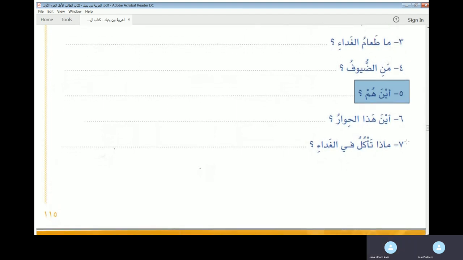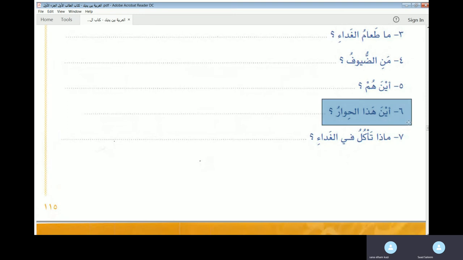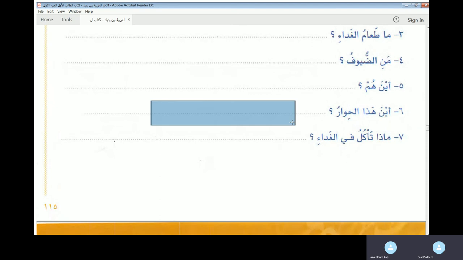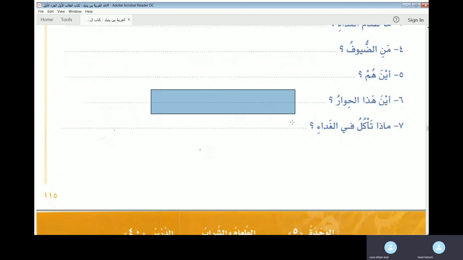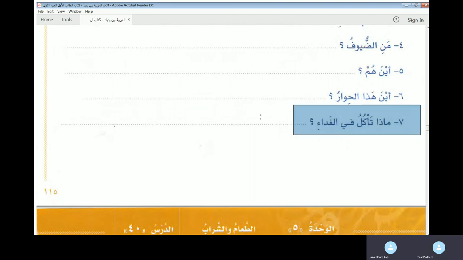Hum fi ghurfatil julus, they are in the living room. Ayna hadha al-hiwar? Where is this dialogue? No, no, on the dining table. This dialogue is on the dining table. Al-hiwar ala al-maida. Madha ta'kul fil ghada? Okay, so now you're asking me what to eat for lunch.